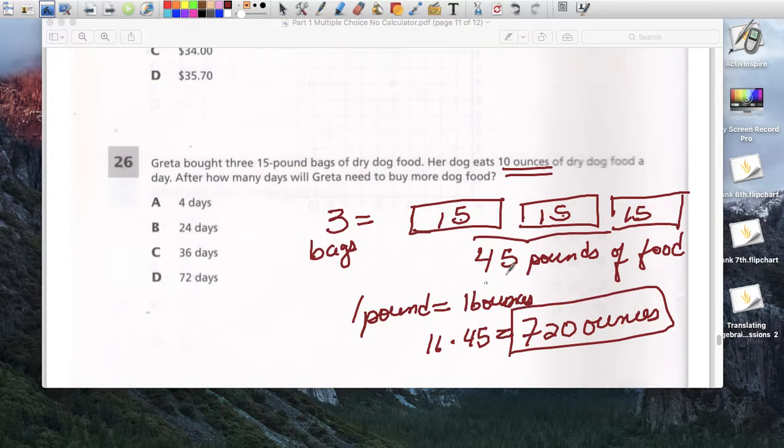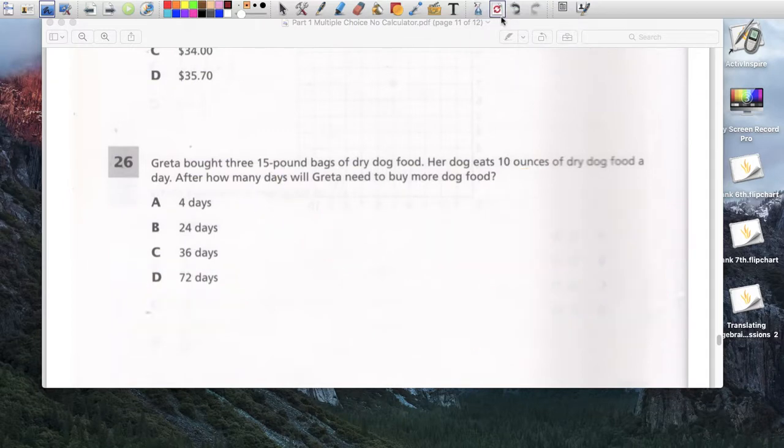So if you have 720 ounces and your dog eats 10 ounces a day, 720 divided by 10 ounces a day, you're going to get 72 days. So in 72 days, Ms. Greta needs to go back and buy more dog food. This wasn't that bad, was it? Okay, so hopefully you got to practice.